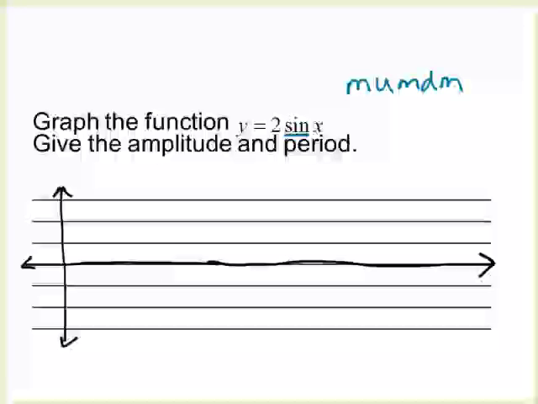The second thing that I said we need to consider is the amplitude. The amplitude is the multiplier in front of the whole trig function. So in the very front of this equation, there's a 2. That means this graph is going to have an amplitude, or a height, of 2.